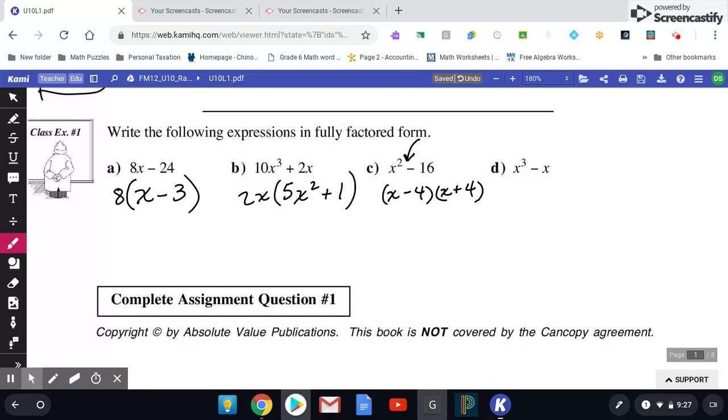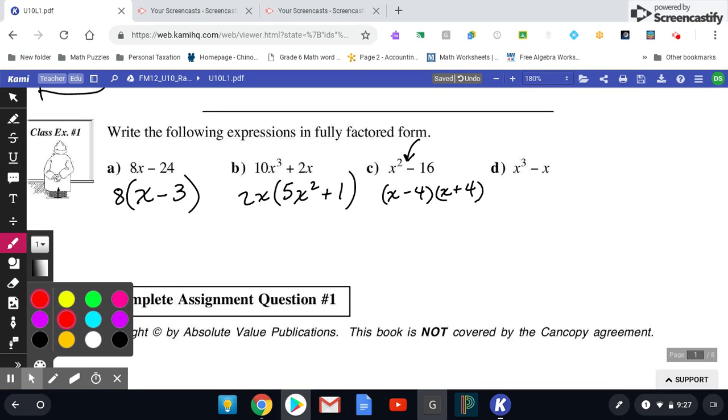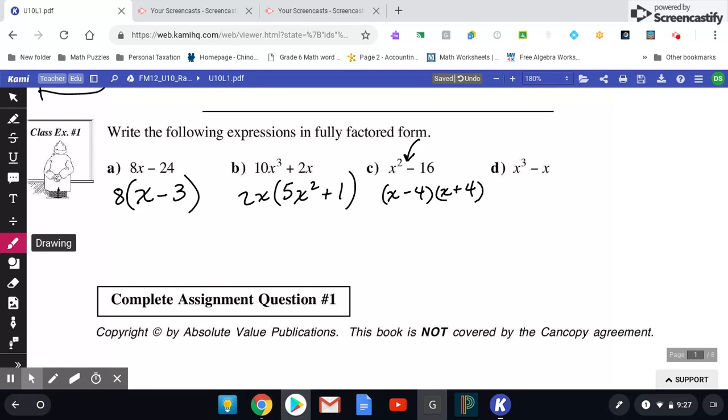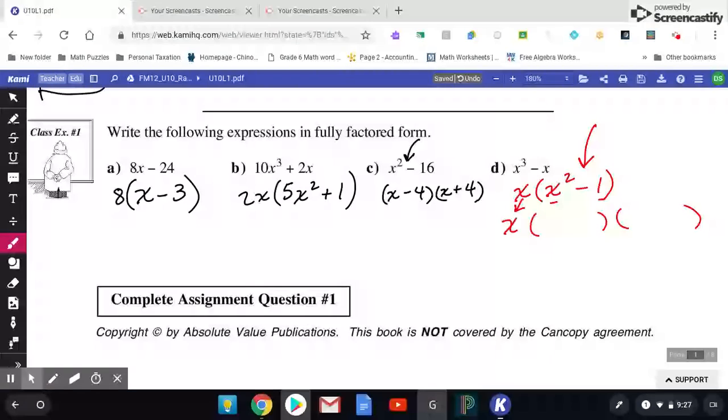All right, letter D. There's an x that's common. And when I pull out the x, I have to write down what I would need to get back the original. And when I do that, you think, oh, I'm done. And you go, no, you're not. Because here we have a difference of two squares. X squared and 1 are both squares. So I copy down the x. Don't forget to copy him down. And then I factor the difference of two squares: x, and a minus 1 and a plus 1.